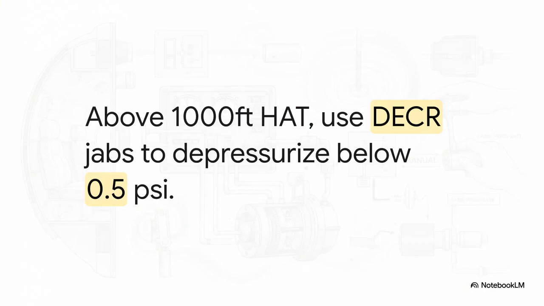We're almost on the ground. As you approach your destination, you have one last critical task. Nobody wants a sudden pressure jolt when the cabin doors open on the tarmac. So before you cross 1,000 feet height above touchdown, start giving that DECR switch some jabs. You want to actively depressurize the aircraft until that differential pressure gauge reads less than 0.5 psi. Check that off, and you're set for a completely smooth arrival.